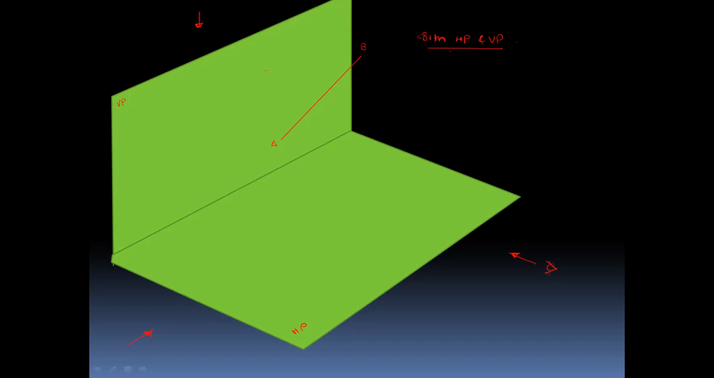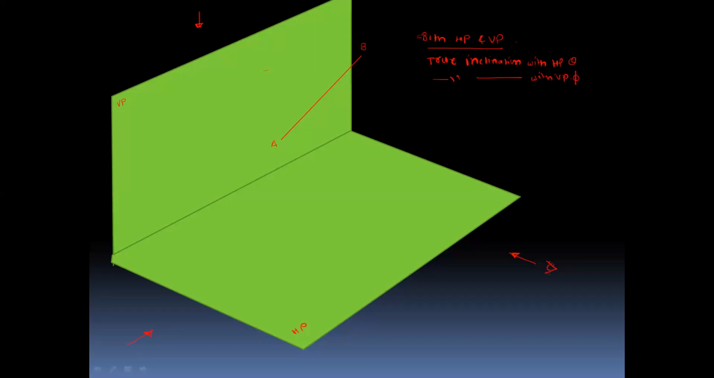When a line is inclined to both HP and VP, its position is represented with the help of the true inclinations: the true inclination with HP and the true inclination with VP. These are called theta and phi. With the HP, the inclination is theta, and with the VP, the inclination is phi.